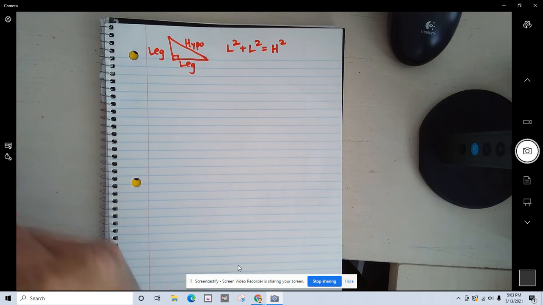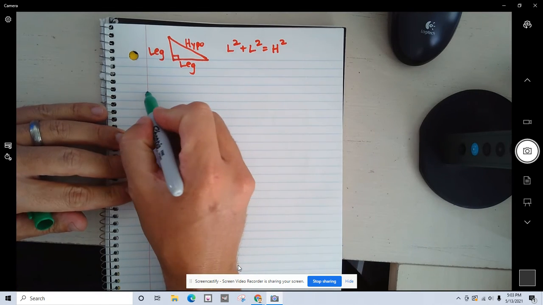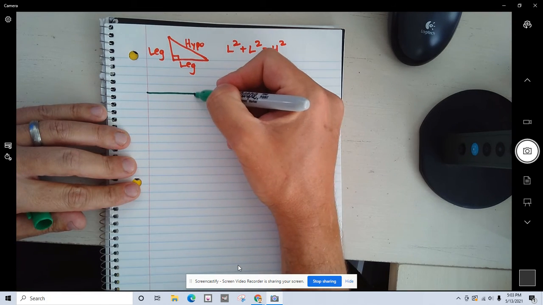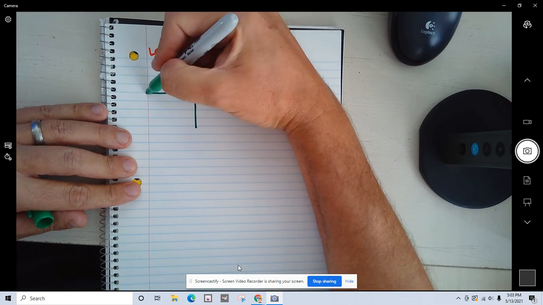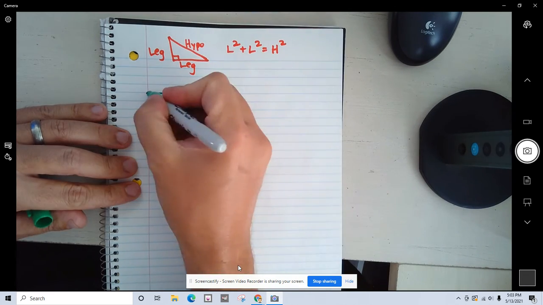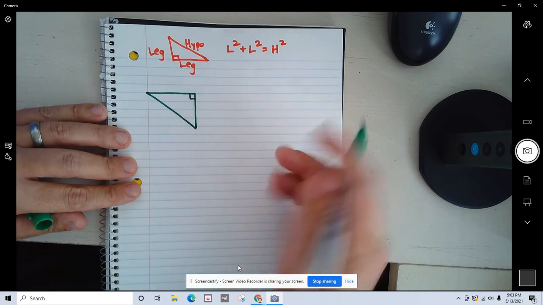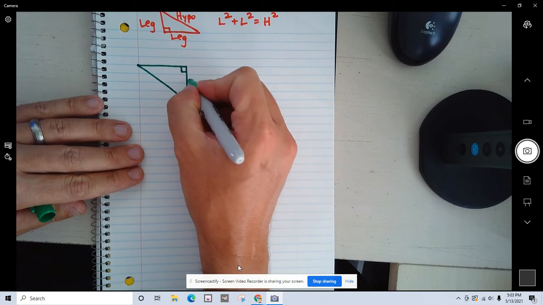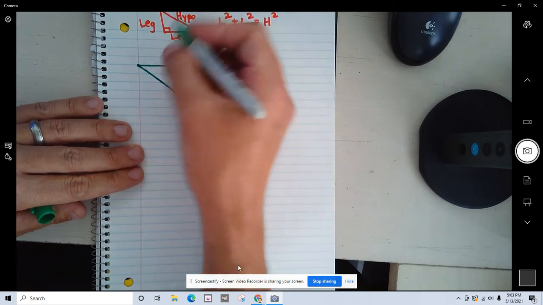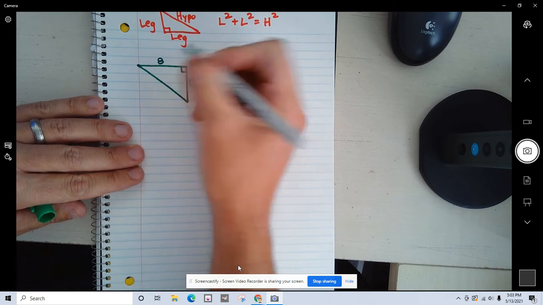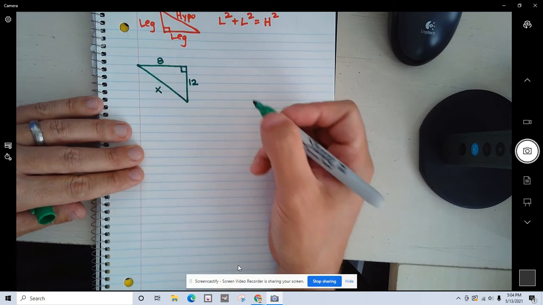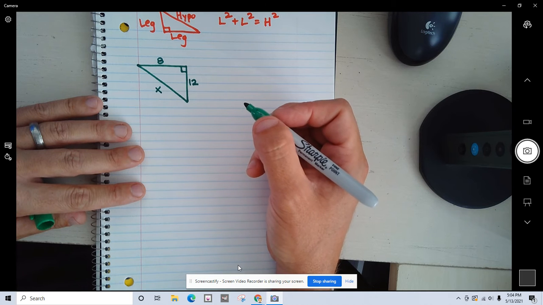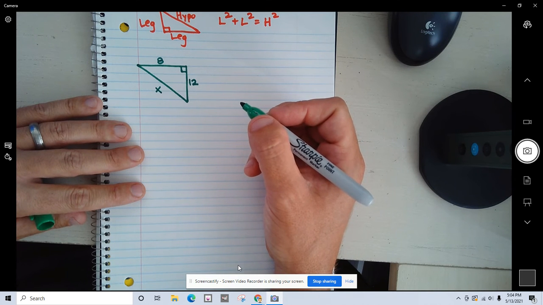So here we go. If I was to give you one like this, be careful when you look at the triangle. All right, we're going to look at this, and I'm going to give you numbers that aren't always going to be nice and neat. I'm going to say this is 12, this is 8, and this is x. Okay? First problem we're doing. You may want to have your calculator out as well.